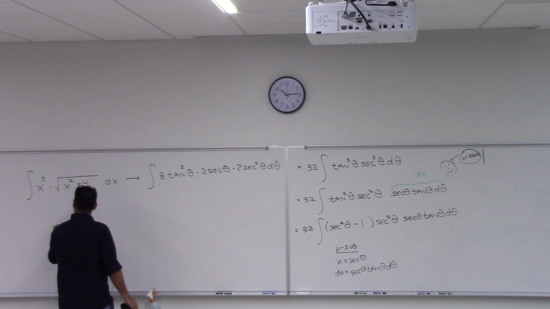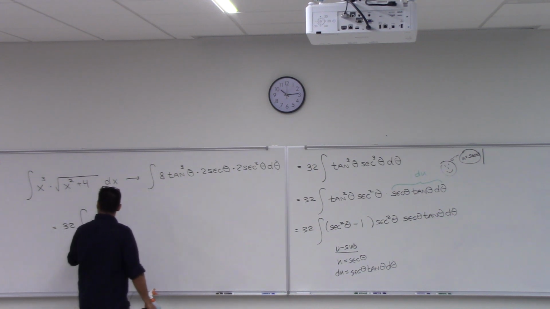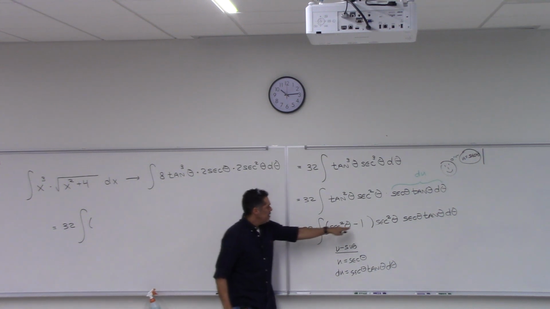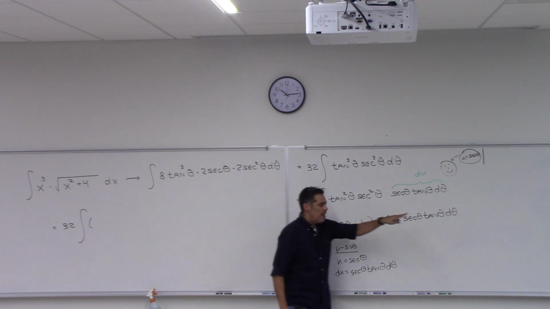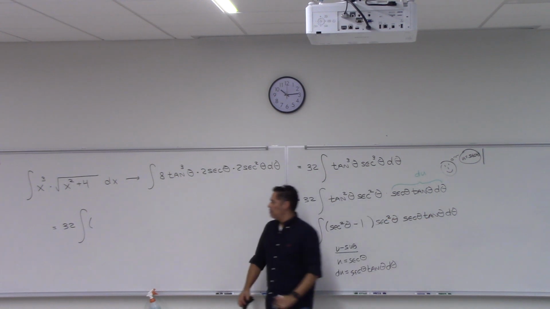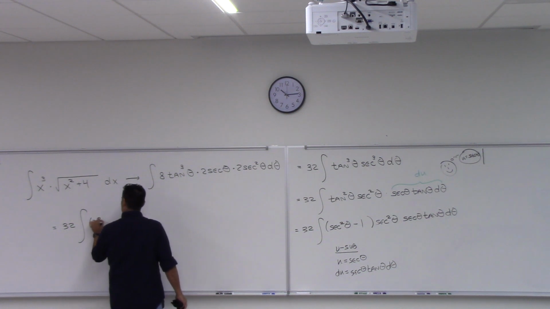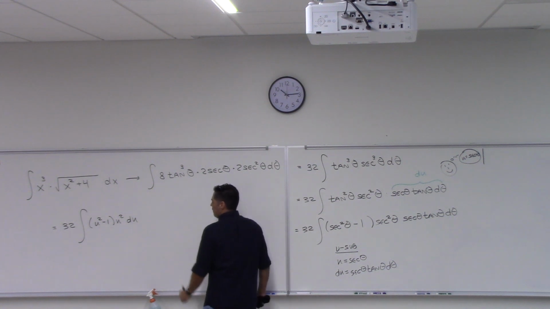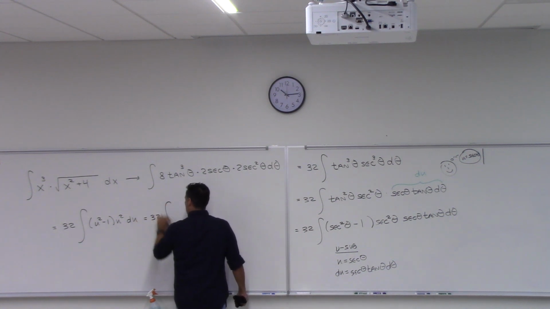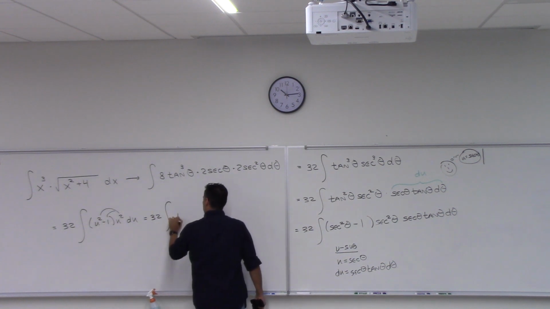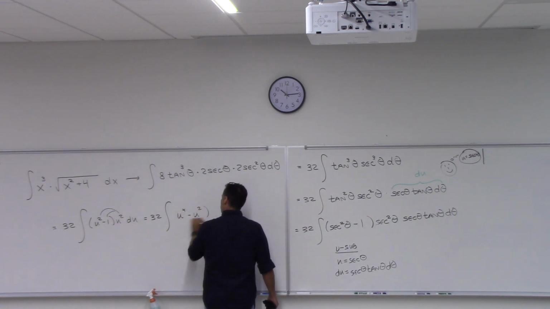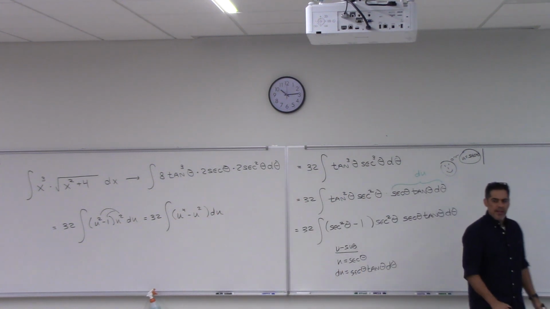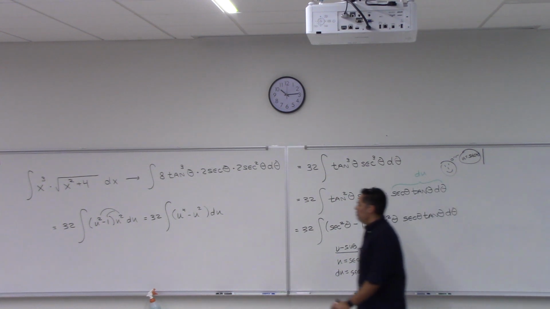So this integral becomes 32 integral. All right, what does this turn into? U squared minus 1 times u squared du. U squared minus 1 times u squared du. Now, distribute: u to the fourth minus u squared du. And now that's just a polynomial. We can find the antiderivative of that by just power rule.